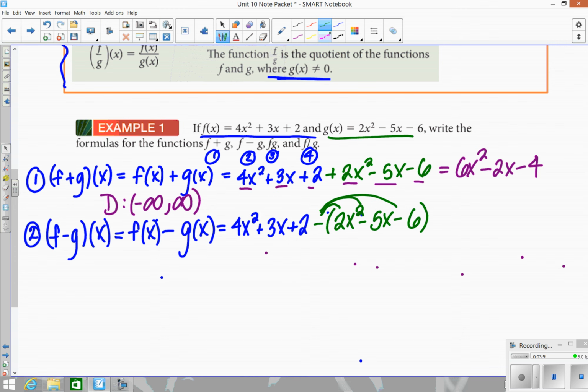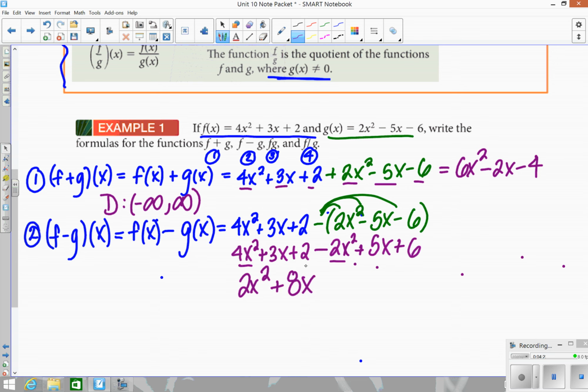So basically, I'm just going to rewrite this. So I have 4x squared plus 3x plus 2, then distribute, so minus 2x squared, negative times a negative, so plus 5x, negative times negative, plus 6. And now we can go ahead and simplify. So 4x squared minus 2x squared is going to give me 2x squared. 3x plus 5x is going to give me plus 8x. 2 plus 6 is going to give me plus 8.